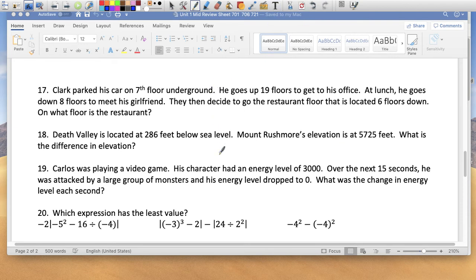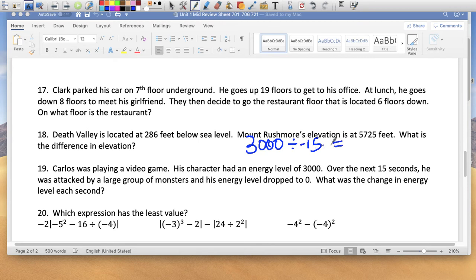19. Carlo was playing a video game. His character had an energy level of 3,000. Over the next 15 seconds, he was attacked by a large group of monsters, and his energy level dropped to 0. What was the change in energy for each second? So over the next 15 seconds, he was attacked, and he dropped to 0. So what was the change in energy?